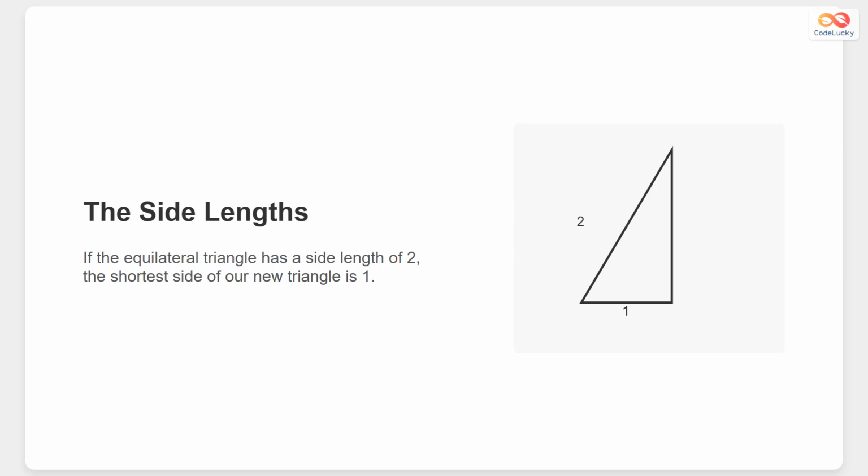To understand the side lengths, let's assume the original equilateral triangle had sides of length 2. When we bisect it, the base is split in half. This means the shortest side of our new triangle has a length of 1.